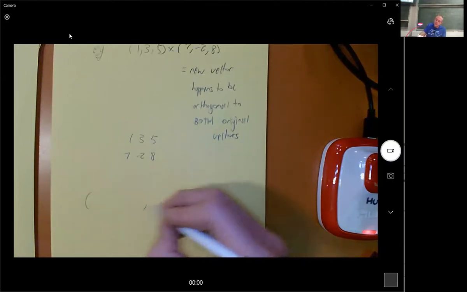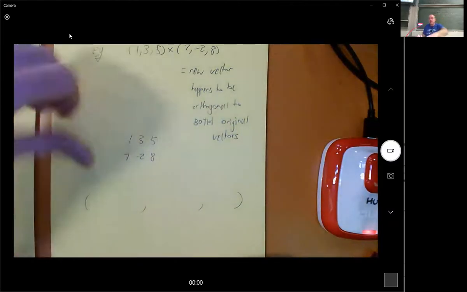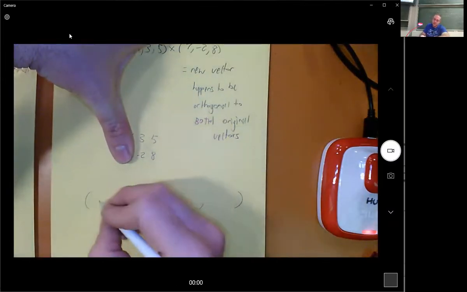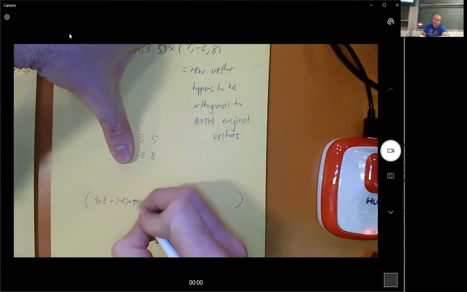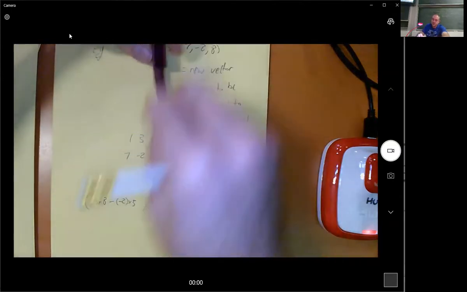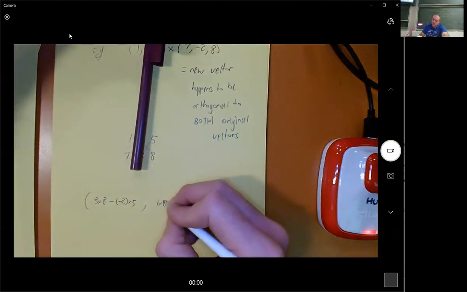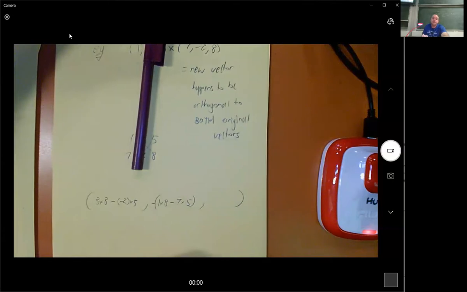It's going to be 3 coordinates. And the first coordinate is going to be made by crossing those two out and doing this. So 3 times 8 minus 2 times 5. That goes in the first coordinate. The second coordinate is going to be made by crossing the middle two out, and it's going to be 1 times 8 minus 7 times 5, only it's going to be minus that answer.